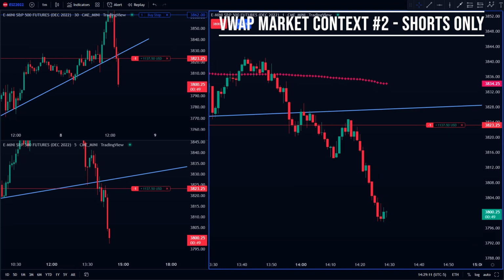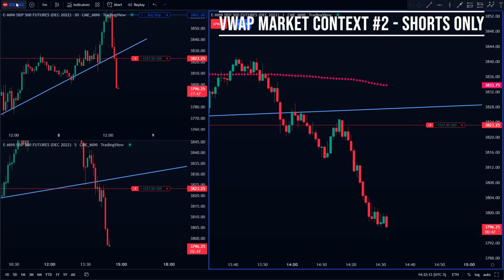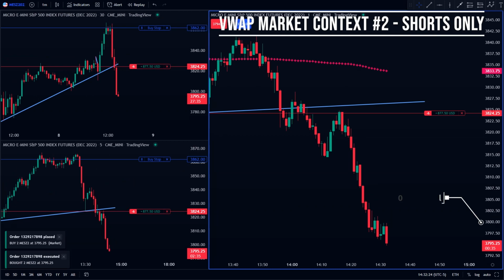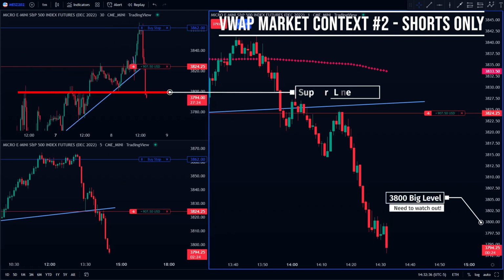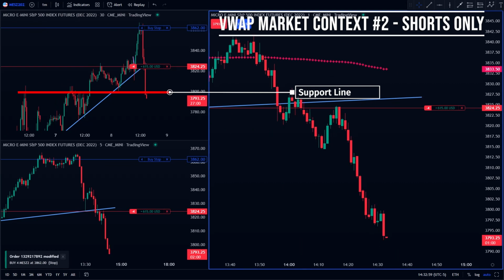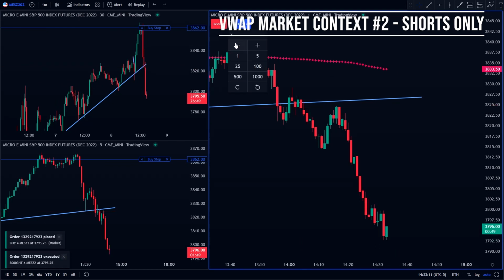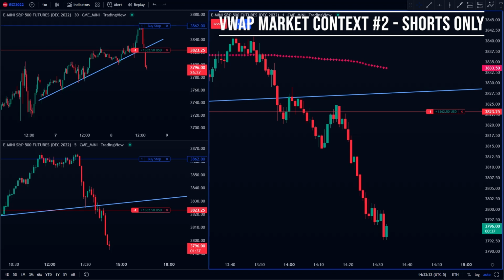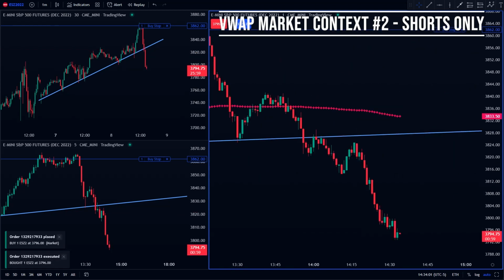I switched the ticker to the micro contracts because I also have a position there as well. I'm noticing the big level of 3,800 being hit. Then I'm also noticing on the 30-minute chart that there's a support being hit as well. So I decide to start exiting out of all of my positions. So I switch back to the E-mini S&P 500 ticker and close that out as well.